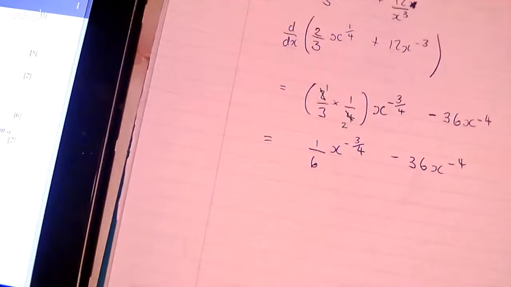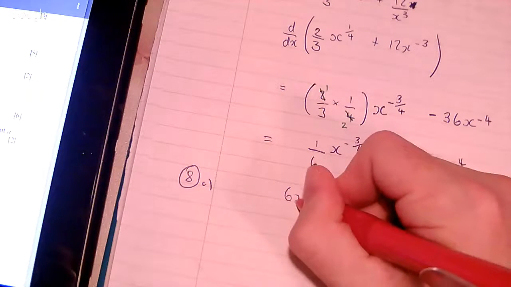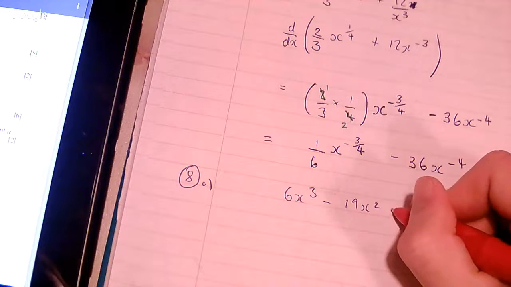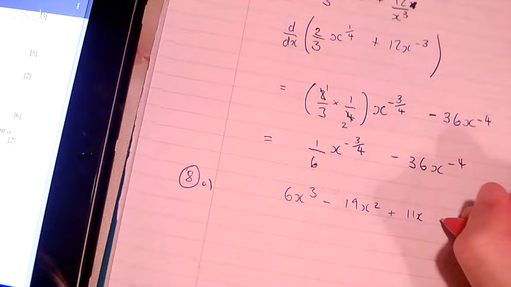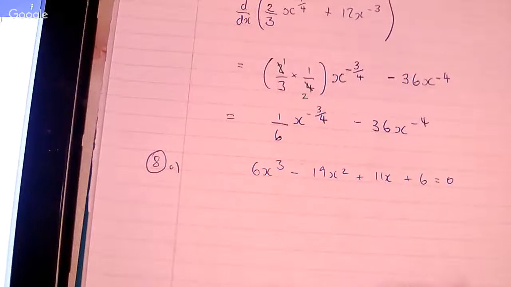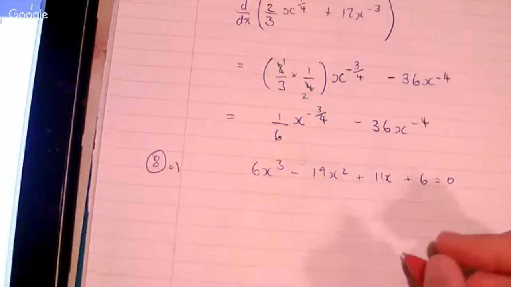Okay, so for question 8a, we are told to solve the equation 6x cubed minus 19x squared plus 11x plus 6 equals 0. Usually they tell you to start with f of something. In this case, we've got to try and find solutions; there'll be 3 solutions because it's a cubic. Actually, what I just said is not strictly true. It depends how many times it cuts the x-axis.